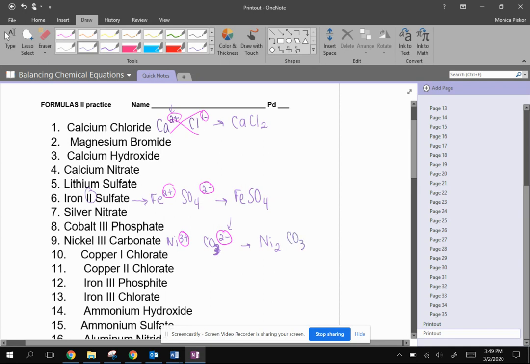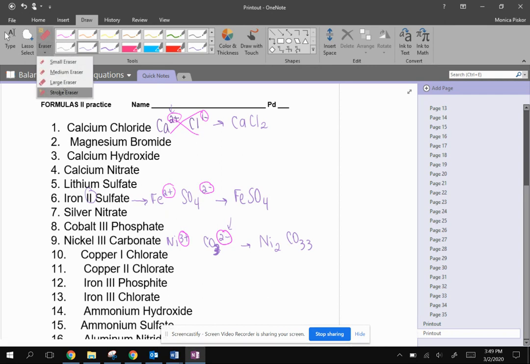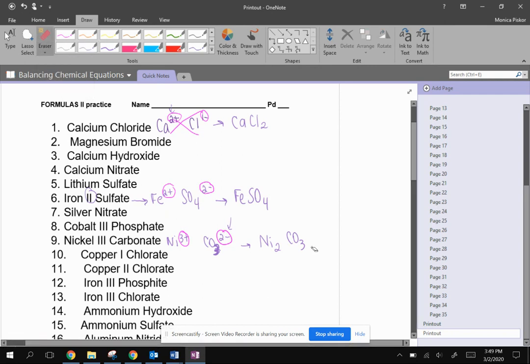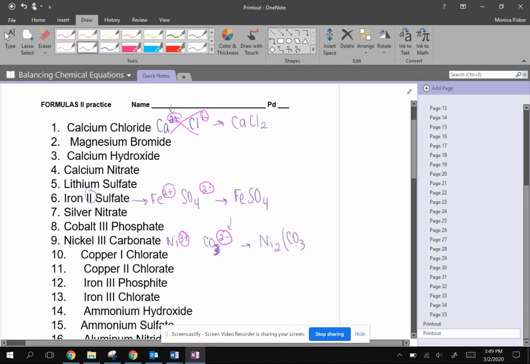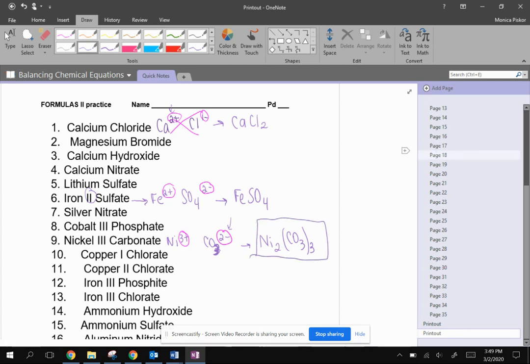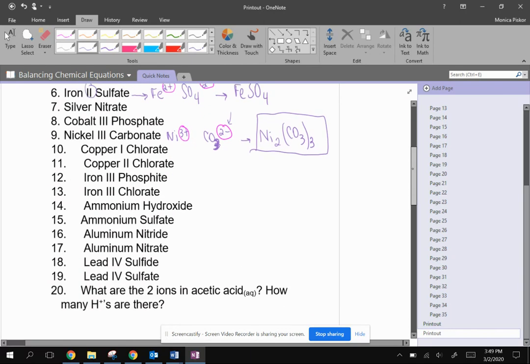So we have carbonate, and if I just put a 3 here, that makes it look like it is 33 oxygens instead of 3 carbonates. So what you do is you put your polyatomic ion in parentheses if you're going to have more than one of them in your formula, and put the number on the outside of the parentheses. So nickel 3 carbonate is Ni2 in parentheses CO3 3.